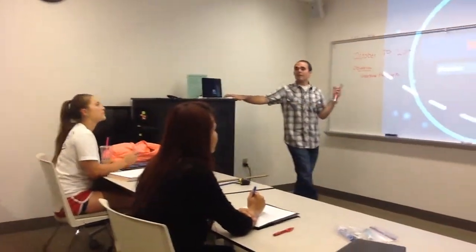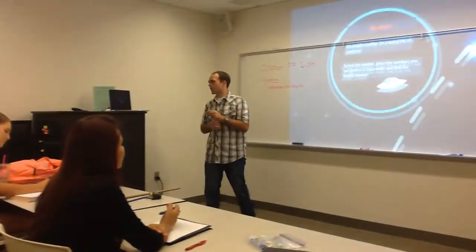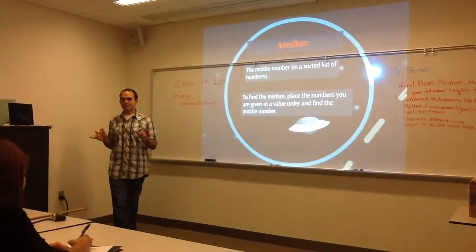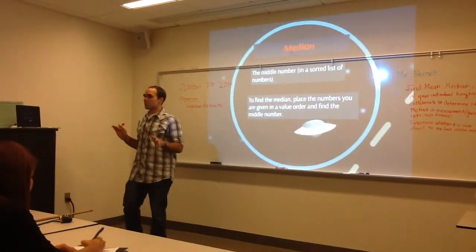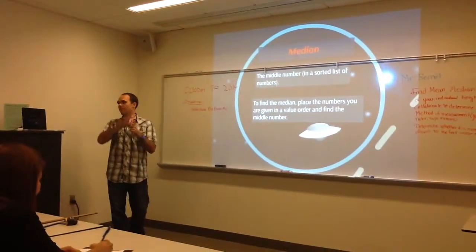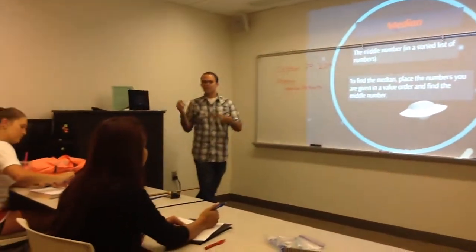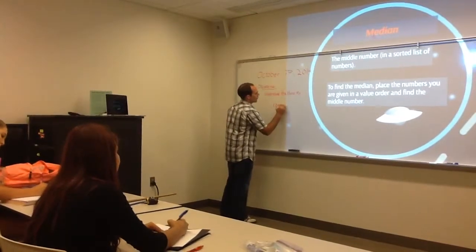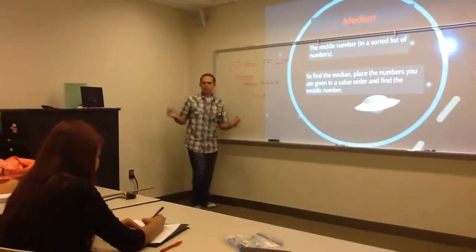So first we have median. Just a quick little review on that. Median is the middle number in a sorted list of numbers. So to find the median, we need to place the numbers that we have in a value order, or numerical order, and find the middle number. So for example, we have 1, 2, 4, 7, and 8.